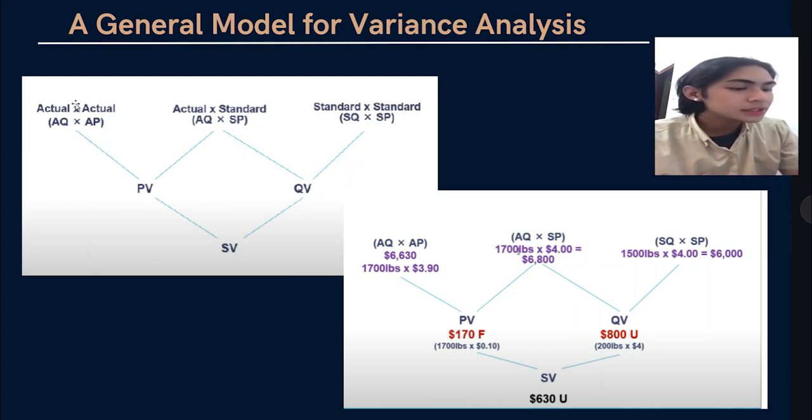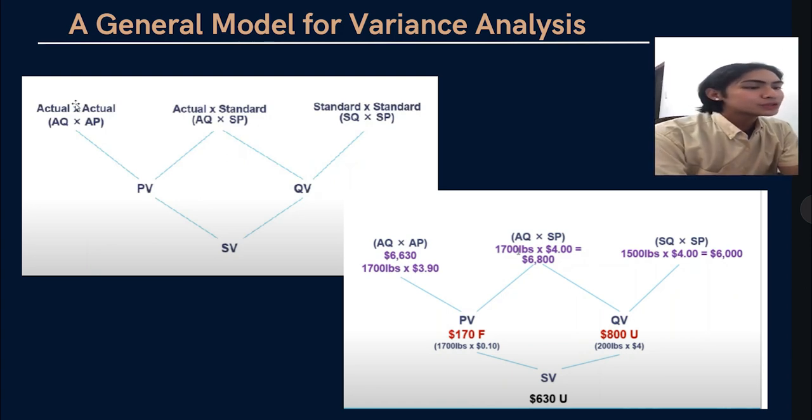1,700 pounds times 3.90 per pound is equal to $6,630. Another is 1,700 pounds times $4 per pound is equals to $6,800. And lastly, 1,500 pounds times $4 is equals to $6,000. After getting the totals naman po, isusubtract po natin yung total.